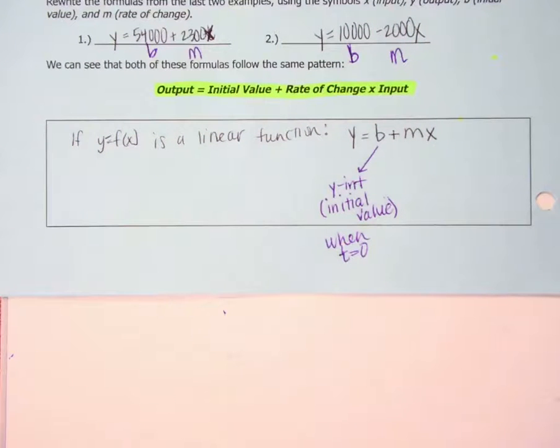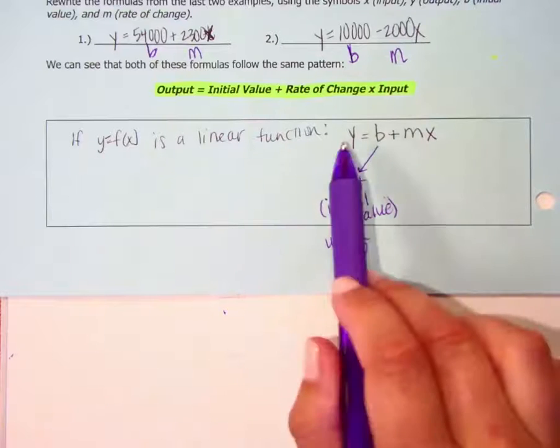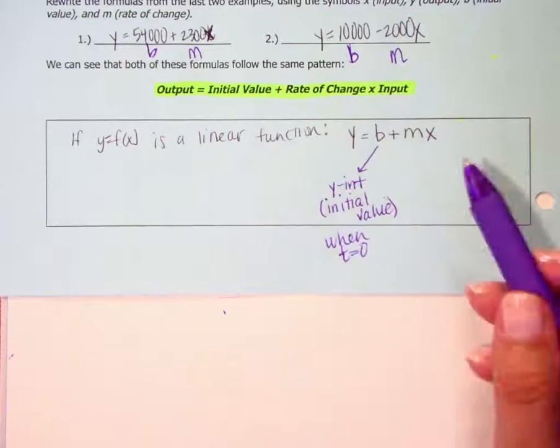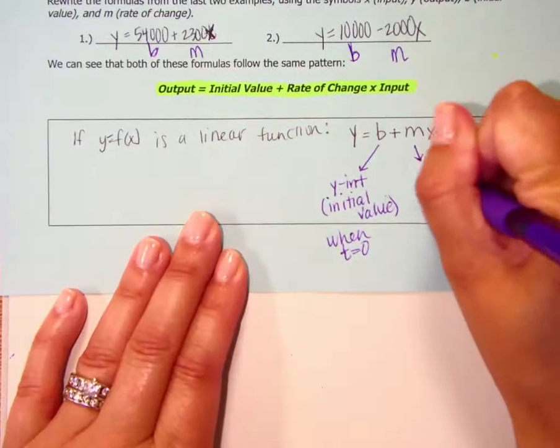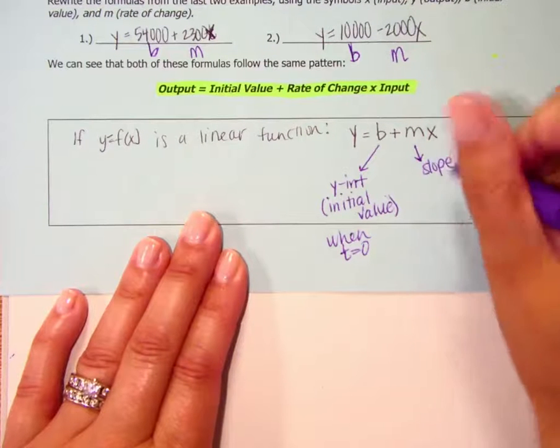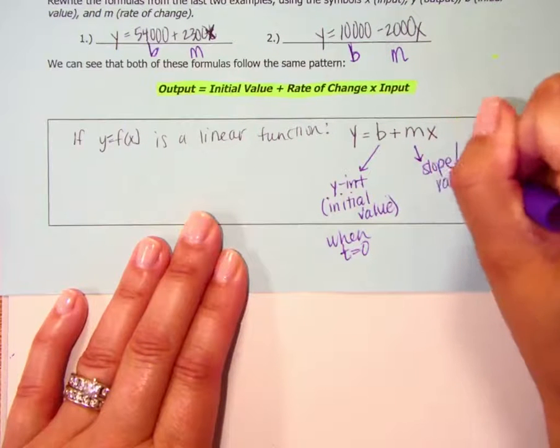You're not going to be just given random equations to graph anymore. You're going to be given formulas that represent situations. Okay? So we really have to understand what these values mean in the context of what we're talking about. And then that slope is essentially our rate of change.